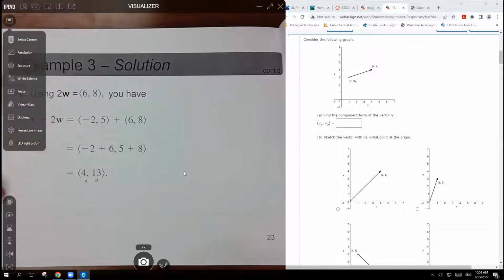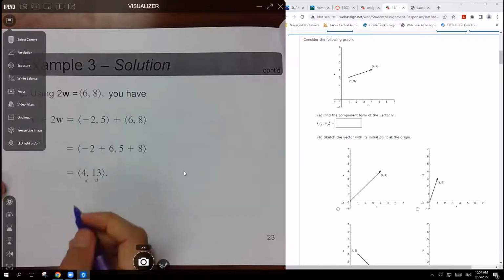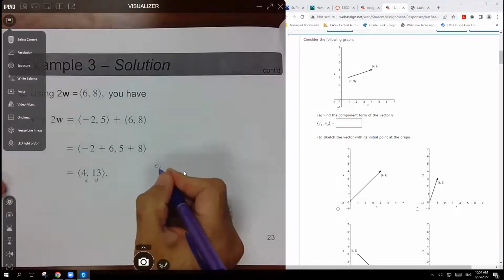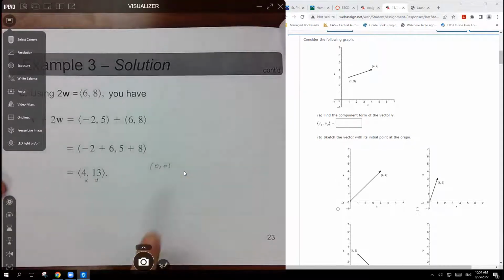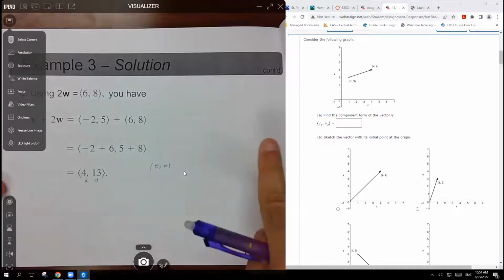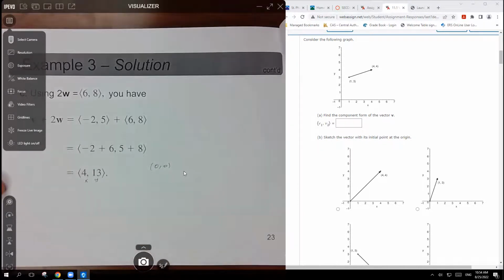Just like graphing a point, but in fact, it's a vector because the start point is 0, 0. So from 0, 0 to this point, the whole thing is going to be a vector.